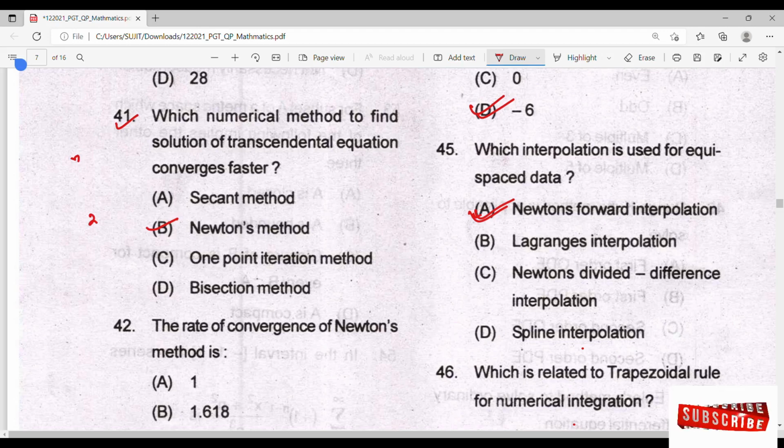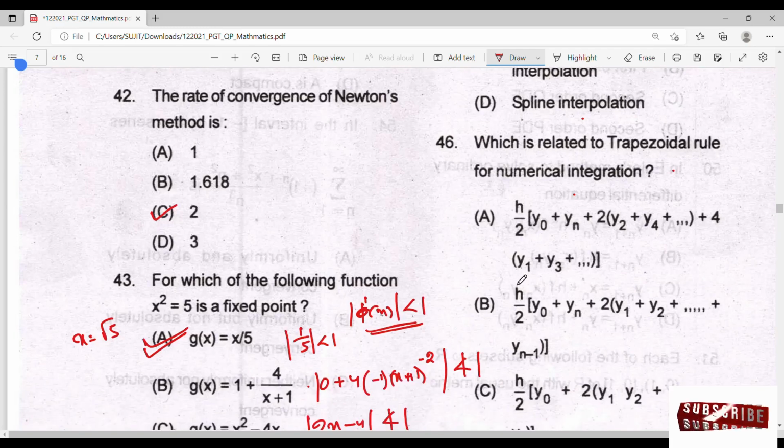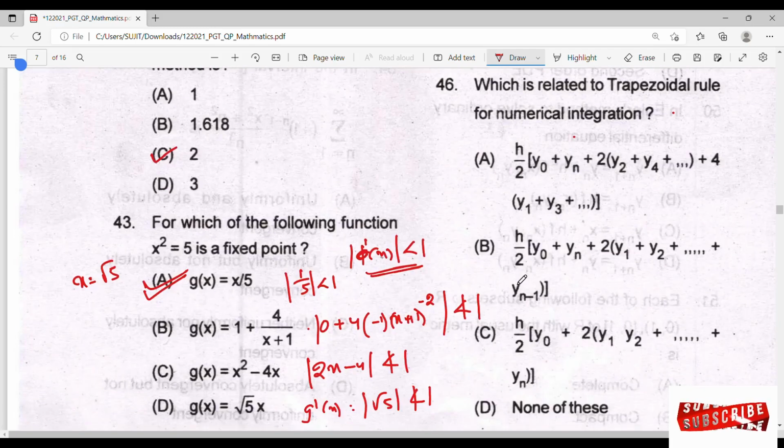Now come to 46. Which is related to the trapezoidal rule? Here some formulas are given, and option B is correct. This is the direct formula of the trapezoidal rule: h by 2 into y naught plus yn plus 2 times (y1 plus y2 plus up to yn minus 1). This is the correct formula, a direct question.